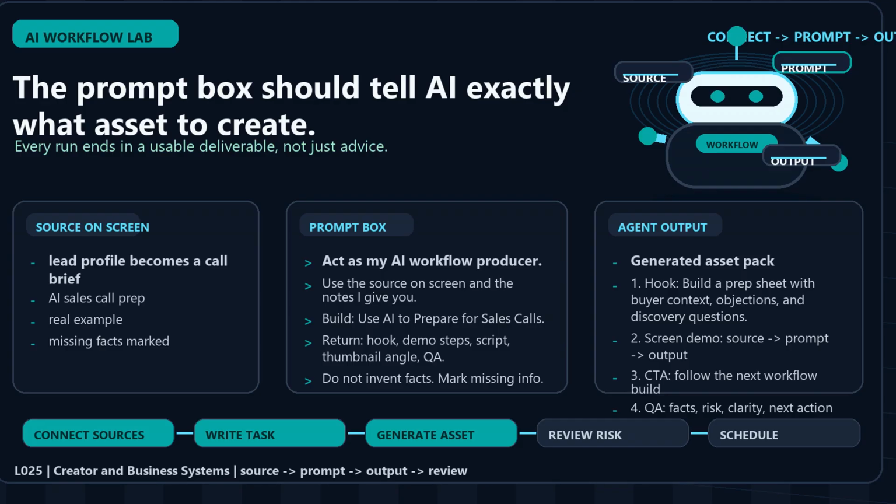Now watch the prompt logic. We do not ask, give me ideas about AI sales call prep. We ask for a specific asset. Build the workflow. Show the demo sequence. Write the retention hook. Create the viewer action. Add the quality control checklist. Keep it in the AI workflow lab niche: practical AI systems, no-code automation, creator operations, and business workflow improvement.